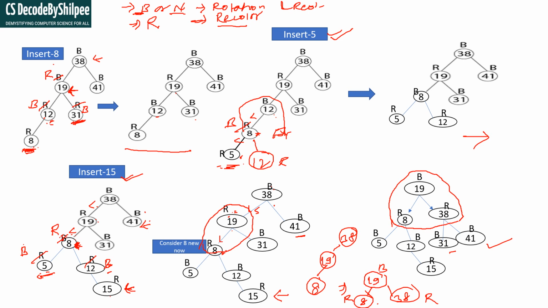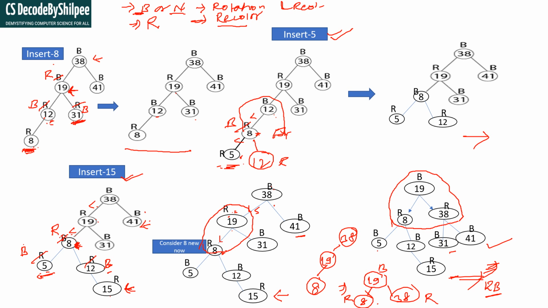And the remaining 5 is the left child of 8. 12 and 15 are the right children of 8. So this is the final tree after the insertion of all these elements. This is the final and valid red black tree. If you check the properties of the red black tree, it follows them.